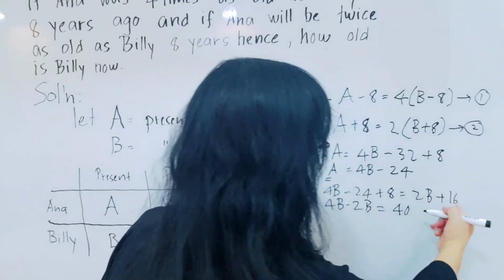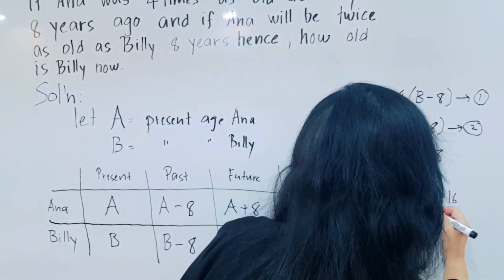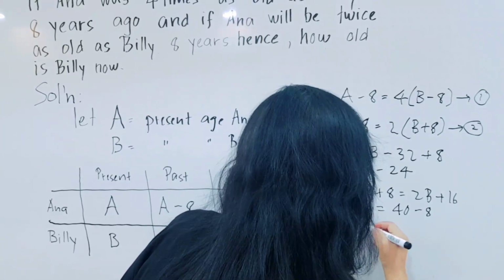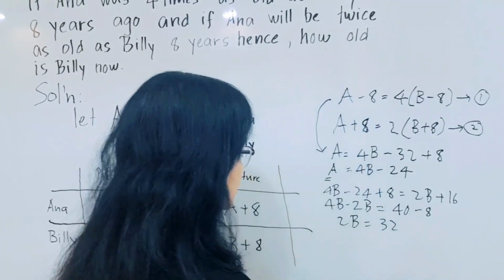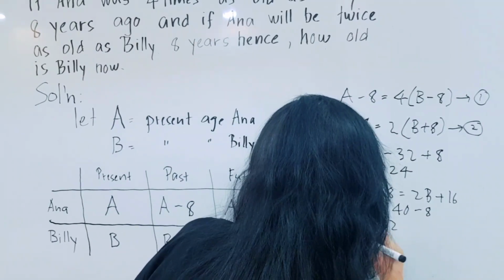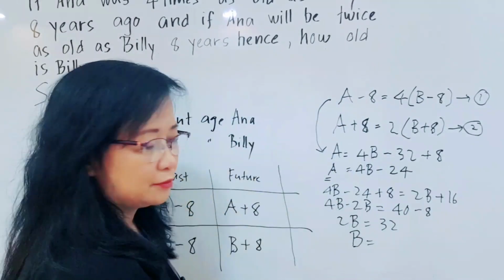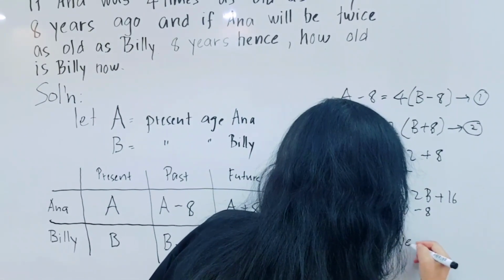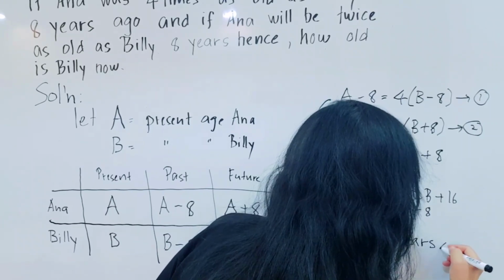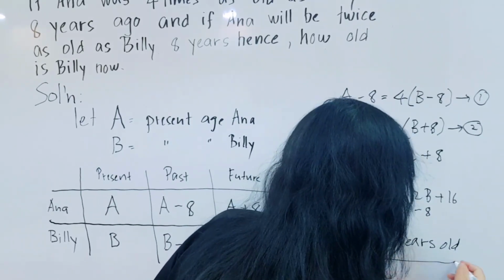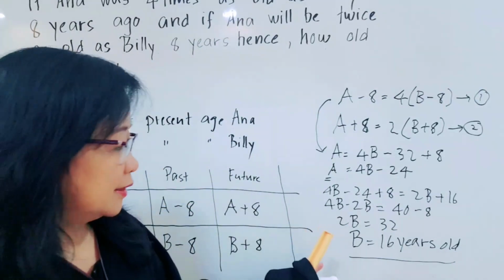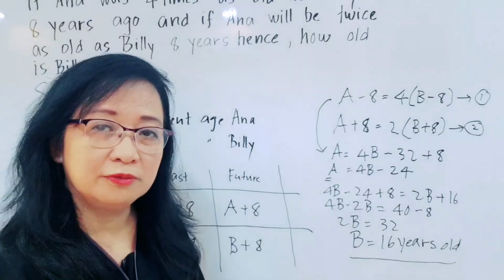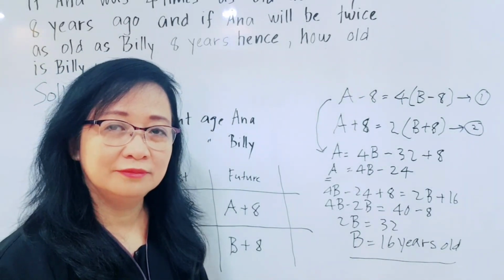Because this one will transfer, this one will become plus, minus 8. Therefore, 2B is equal to 32. Simplifying this one, the present age of Billy, therefore, is equal to 32 divided by 2, which is equal to 16 years old. This is the age of Billy now. The present age of Billy, which is equal to 16 years old, is the one we're looking for.